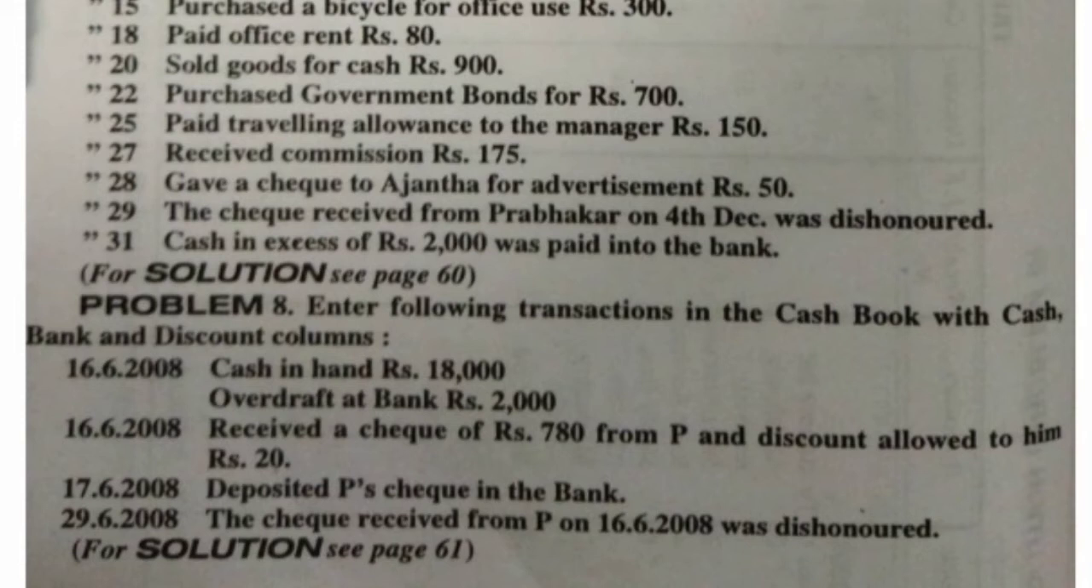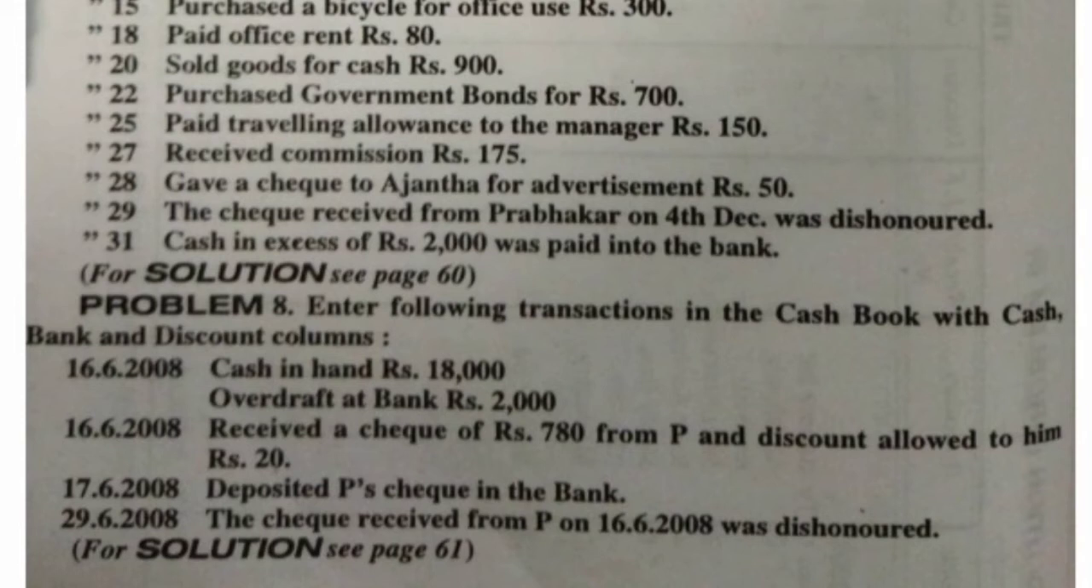Deposited P's check in the bank. Whatever we have taken on 16th June, that is received a check of rupees 780. Now they are saying that we need to deposit today. So it means the check is not deposited yet. The check we received on 16th June is not deposited into the bank. So what would be the journal entry as on that date?